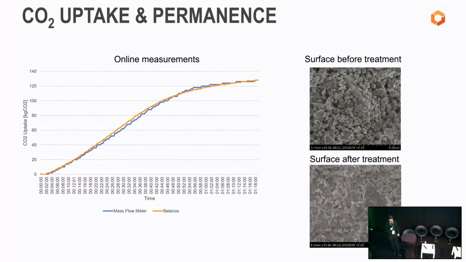On the right-hand side, you see the surface before and after the treatment. What you see is that all the little surface area that you find within the sand or the gravel is being filled with CO2. In other words, it's limestone again.